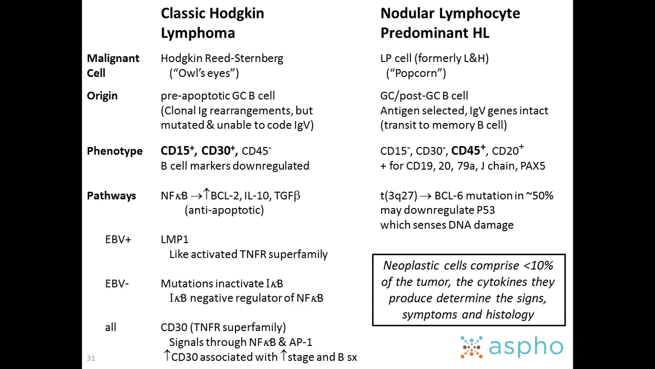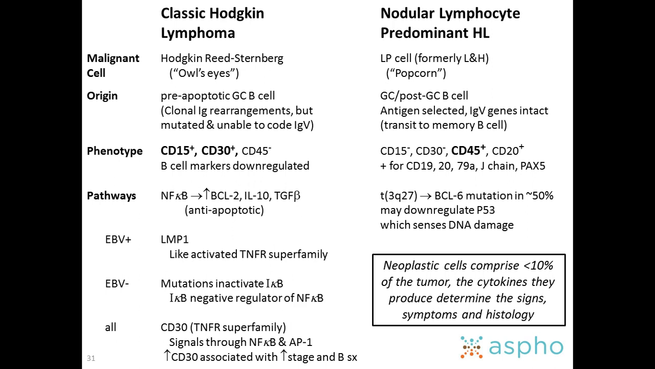For nodular lymphocyte predominance, it's a germinal center B cell. These are antigen selected. The variable regions are intact, and they were trying to transition into a memory B cell. I've mentioned the phenotype. For classic Hodgkin, the B cell markers are downregulated, but nodular lymphocyte predominant does show B cell markers. And the pathways are important mostly for classic Hodgkin lymphoma because those are the best defined.